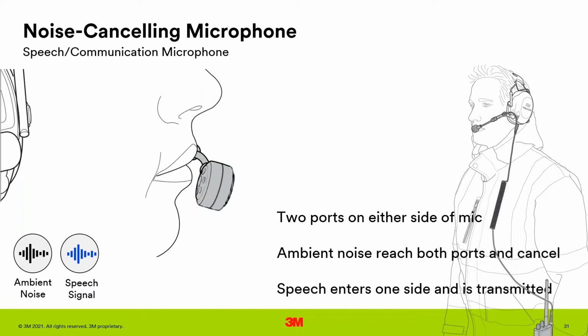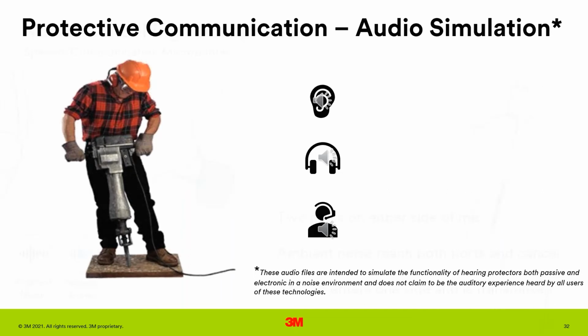Next. So how do these noise canceling microphones work? There is sound on either side of the microphone, so maybe there's a jackhammer going or a nail gun nailing. What the microphone does is cancel that sound out. Then it allows the speech to be heard in the microphone, and that speech is what gets transmitted, not the noise.